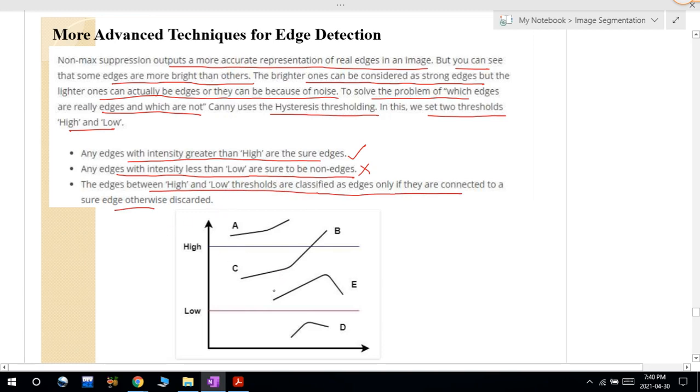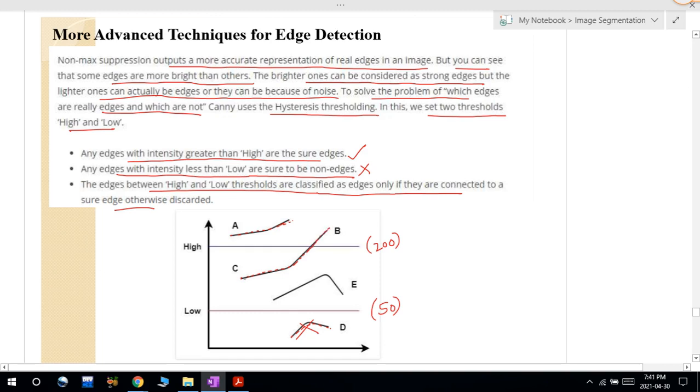Otherwise, I can discard it. For example, if I am taking this one, this is the high value. This is something like 200. I will take it as high, and the low value is 50. And I will consider all the edge points that are greater than 200. So definitely I will consider these as edge points. And these are all below this 50 value, so I can directly remove these as not edges. And in between, we only consider the edge points which are connected to the stronger edge.